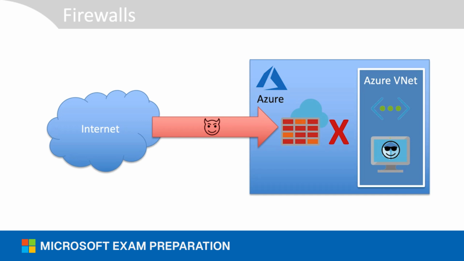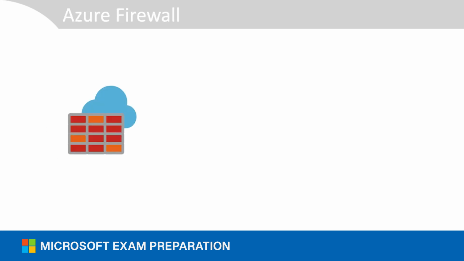But people on my on-premises network will be allowed to get to my VM. There are firewalls available from third parties that you can use in Azure, but Microsoft also provides its own firewall that's called, as you might have guessed, Azure Firewall. Azure Firewall is a PaaS offering, and like NSGs, it uses rules to determine if traffic should be allowed.